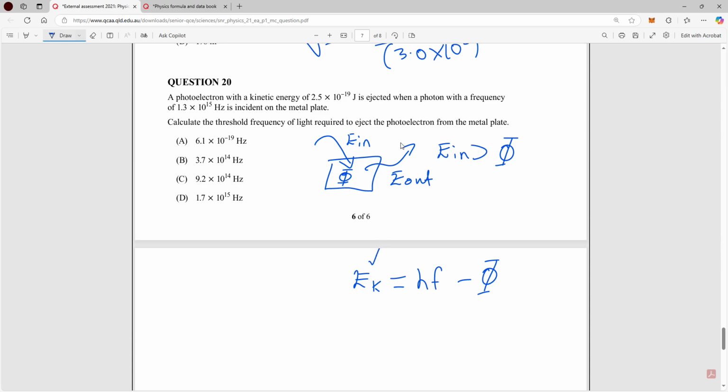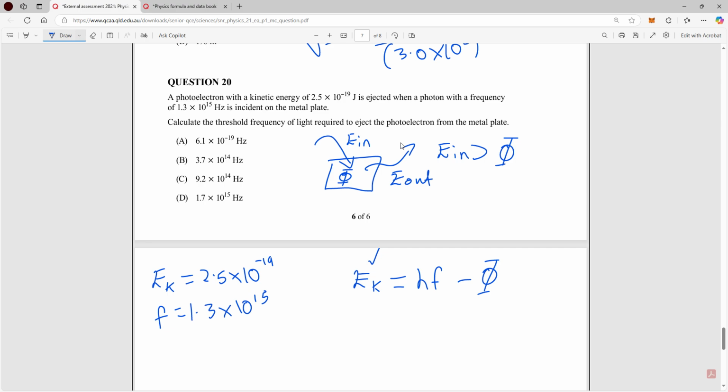Now, we know what this value is. We've been given it here. So we know that the kinetic energy is 2.5 times 10 to the negative 19 joules. We've also been given the frequency coming in. So the frequency is 1.3 times 10 to the 15.